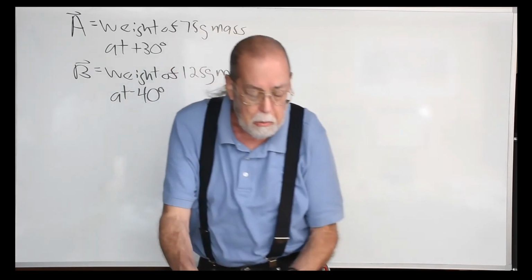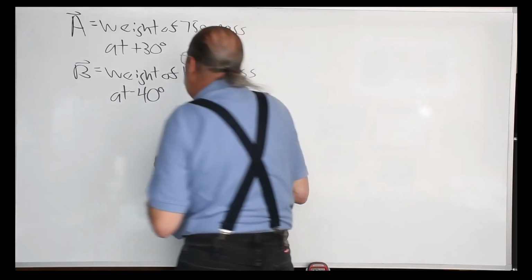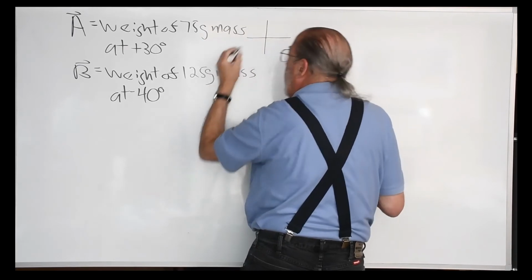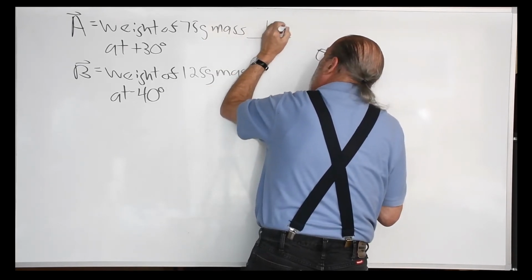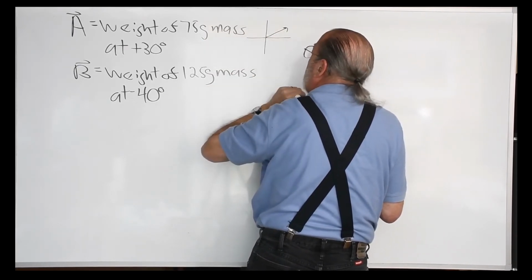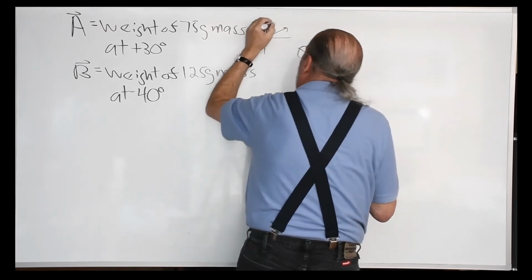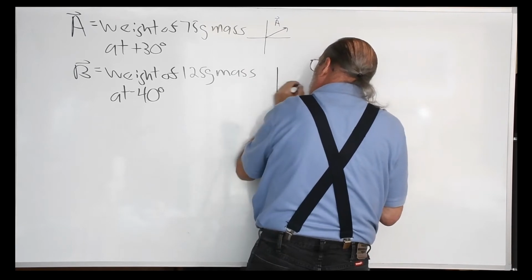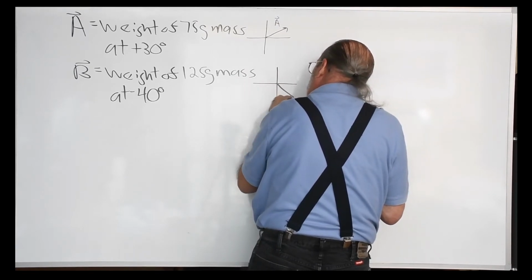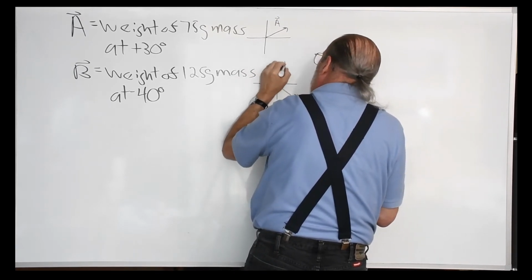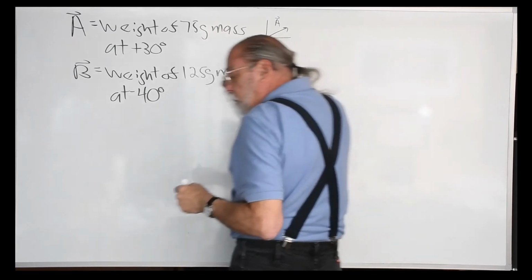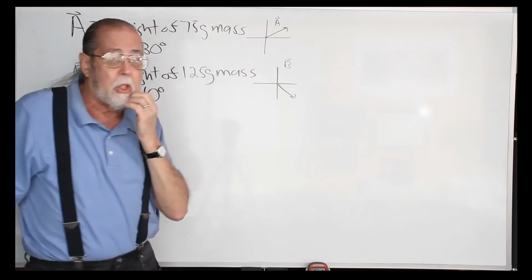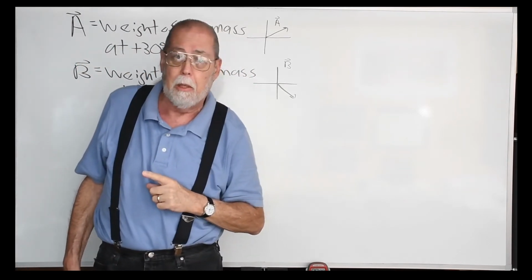Now, sketch means a rough sketch. This is what I mean by sketching A. It's at about 30 degrees, like that. And for vector B, when I say sketch B, I'm looking for something sort of like that. You do a little bit better job, but I want you to be able to draw the sketches, and there's a reason for doing that.